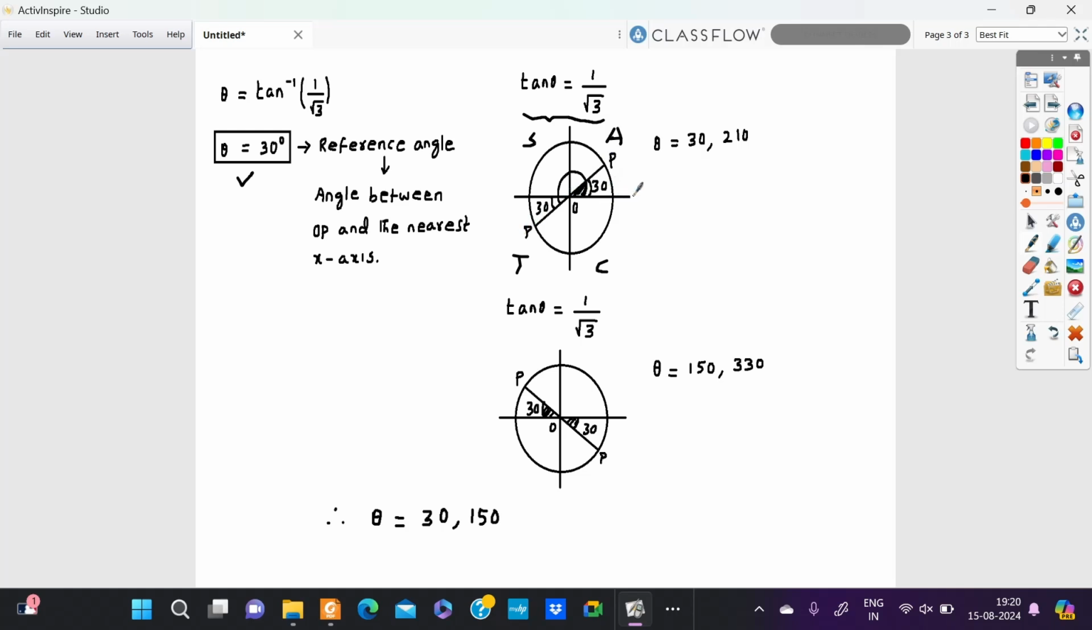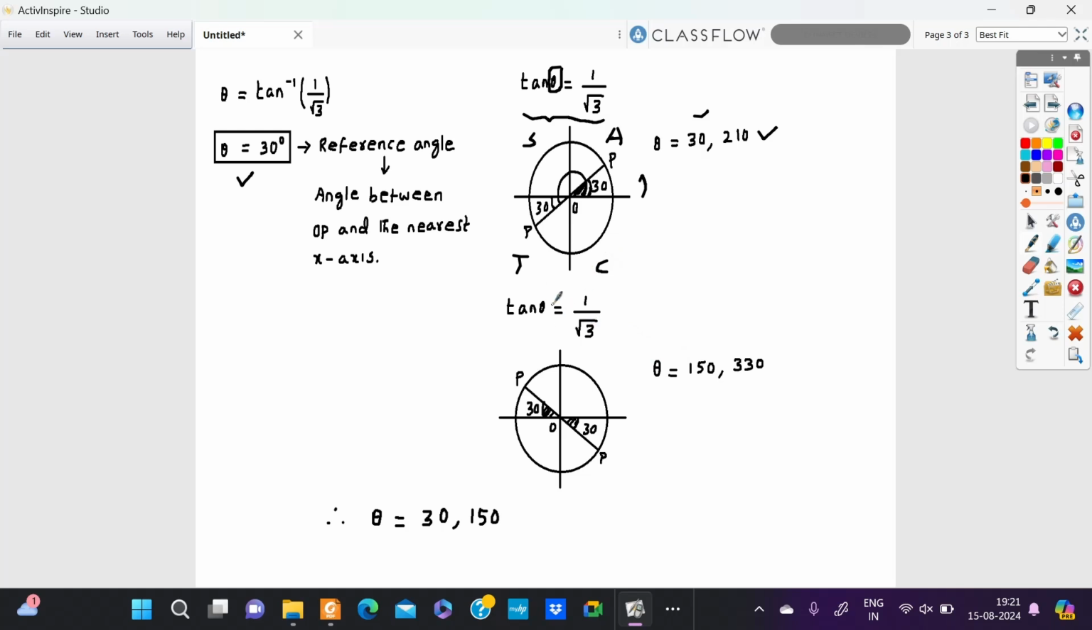We always start the angle from the initial x-axis and go on until the first OP in the counterclockwise direction. If I start from the initial x-axis and go on until the first OP, I have 30 degrees. So that is one value, which is equal to theta. Next, I do the same thing, starting from the initial x-axis and going on until the next OP, which is 180 plus 30, which is 210. So I have two values now, 30 and 210.